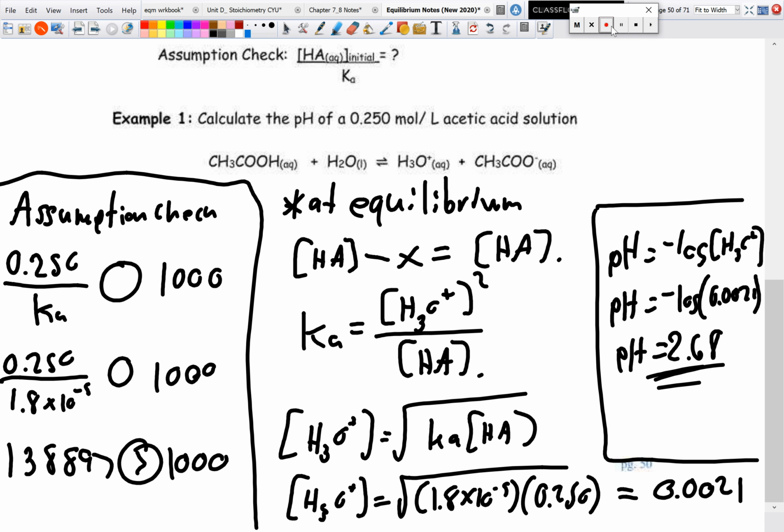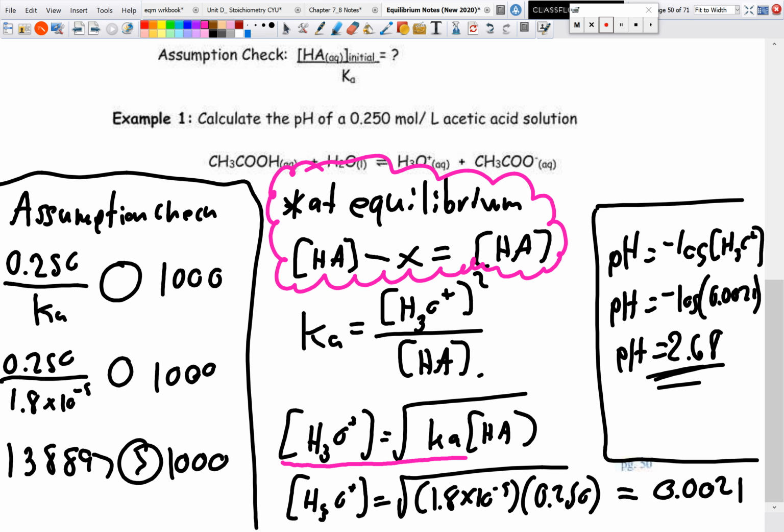So by doing the assumption check, what we're doing is simplifying this thing right here. As at equilibrium, the concentration of the acid remains unchanged. So therefore, there is no minus X on the denominator, and therefore no quadratic equation. And that's why the assumption check is so important, is that all you need to do is do the assumption check. If it works out, you can then plug in this equation right here.